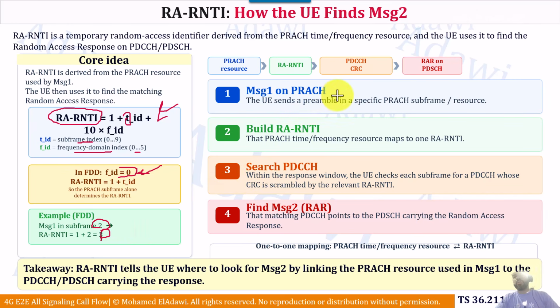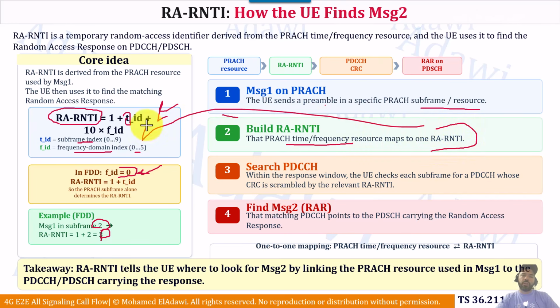So this is the sequence. Initially, the user sends the preamble in a specific subframe and resource. Then the user will build the RNTI based on this PRACH time and frequency, and maps to one RNTI based on the calculation on the left side here.